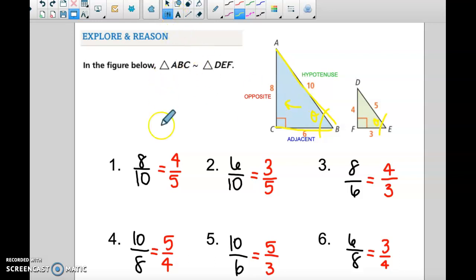So now we can go through and say, 8 over 10, well, what is 8 over 10? 8 over 10 is the ratio that represents the opposite side over my hypotenuse.